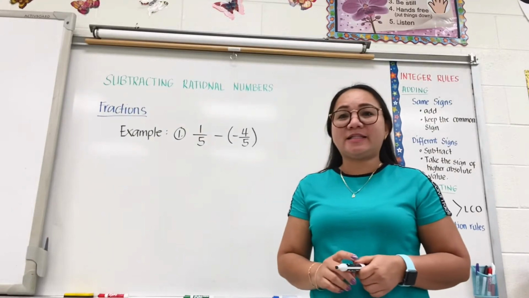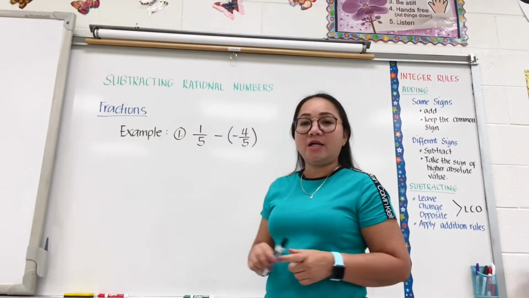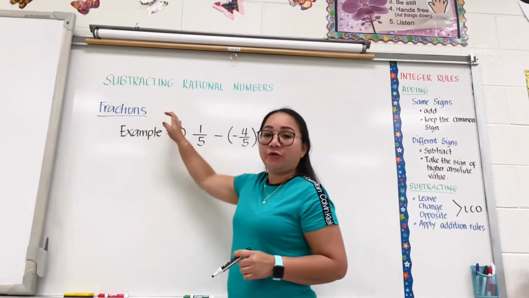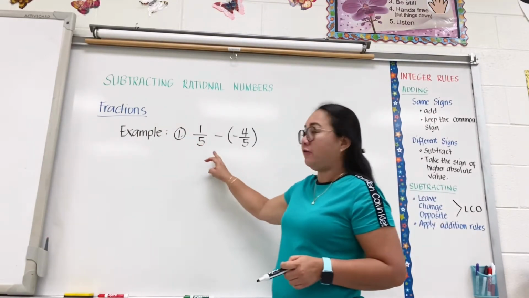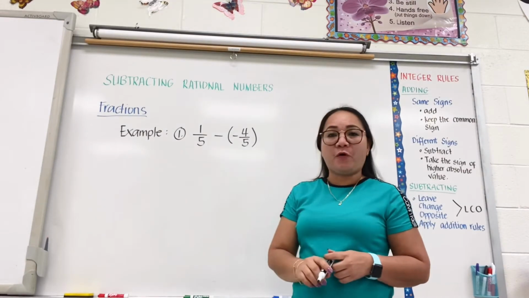Today's lesson is subtracting rational numbers. So we will do fractions first. So example 1, we have here 1/5 minus -4/5.